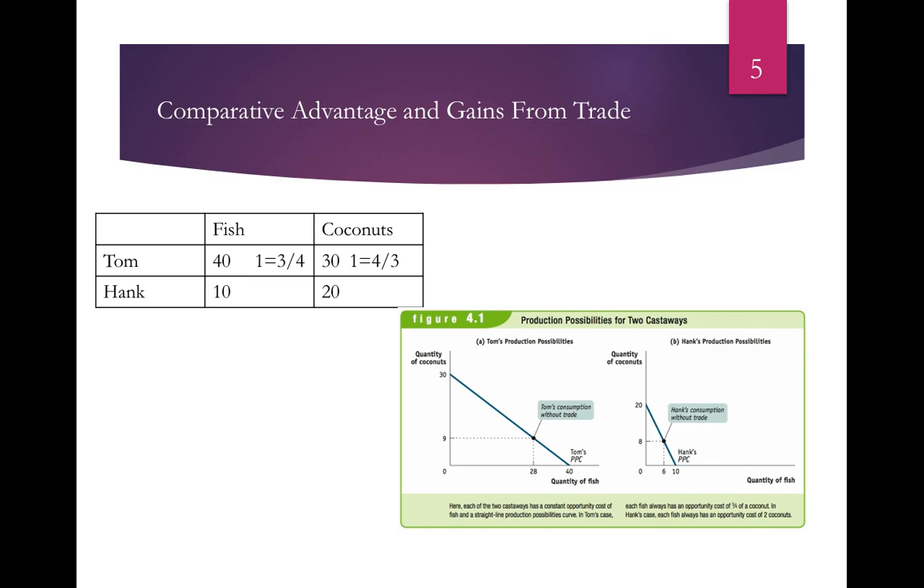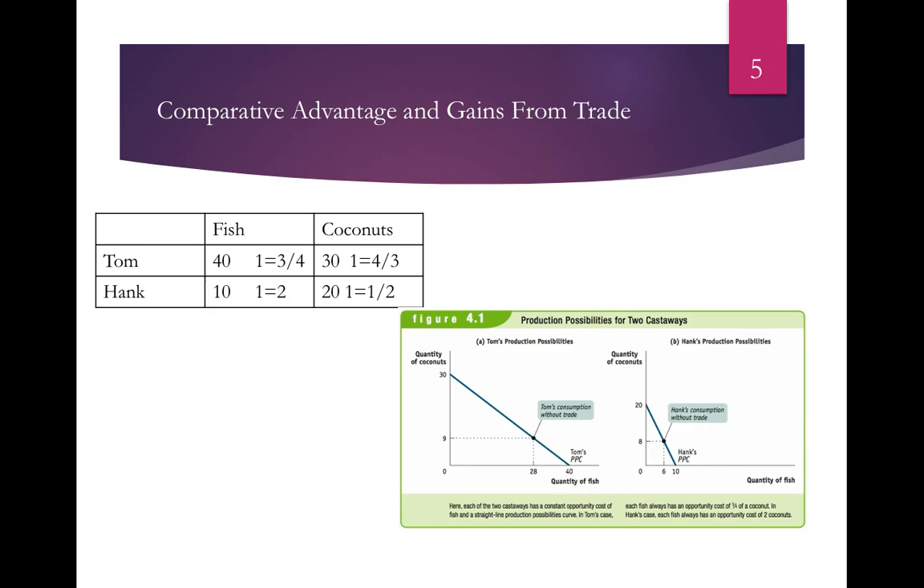Let's do the same thing with Hank. Okay, other goes over. How many coconuts are given up when Hank catches a fish? Other goes over. One fish equals 2 coconuts. And when you go the other way, 1 coconut equals a half a fish. One thing that all of you should notice here is that each opportunity cost is an inverse of the other one. Okay, so there's a shortcut for you as well.